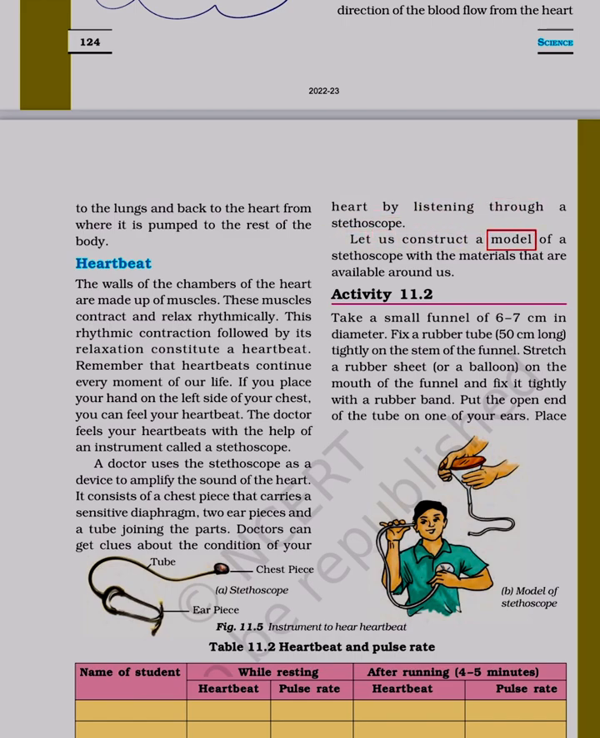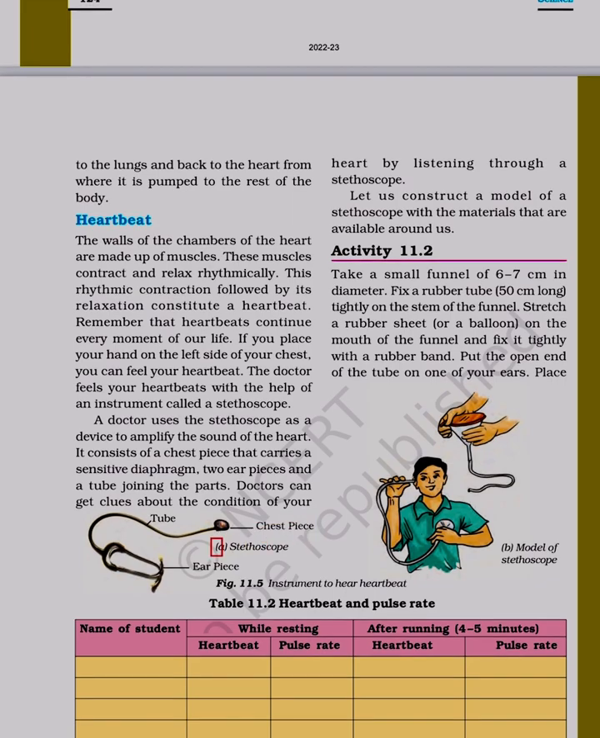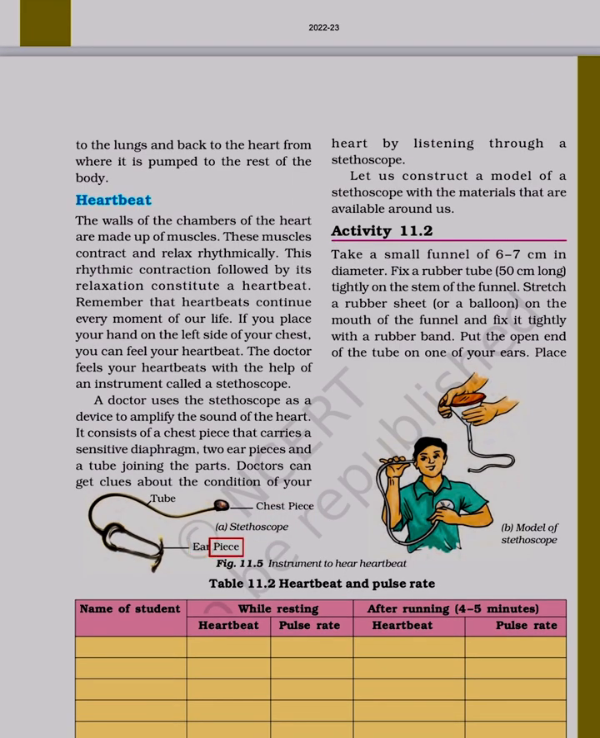Let us construct a model of a stethoscope with the materials that are available around us. Activity 11.2. Take a small funnel of 6 to 7 cm in diameter. Fix a rubber tube 50 cm long tightly on the stem of the funnel. Stretch a rubber sheet or a balloon on the mouth of the funnel and fix it tightly with a rubber band. Put the open end of the tube on one of your ears.